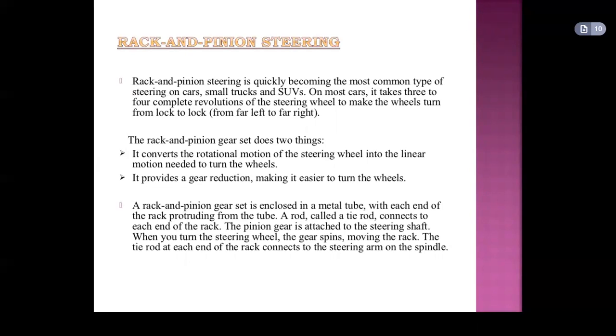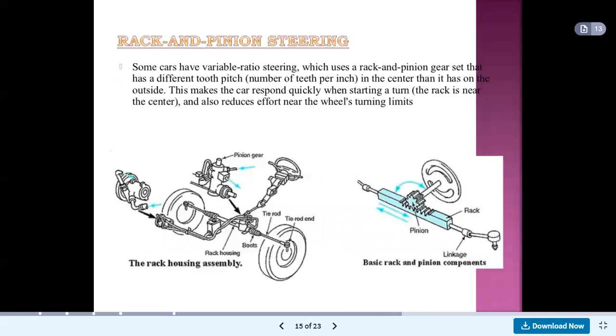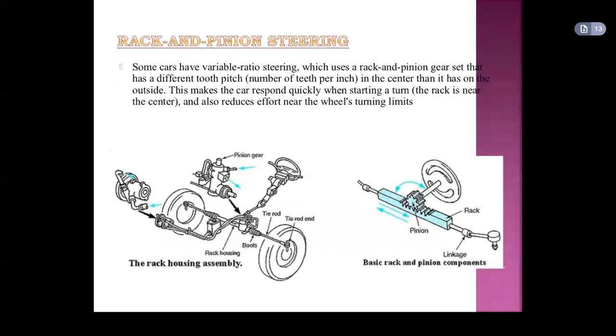A rack and pinion gear set is enclosed in a metal tube, with each end of the rack protruding from the tube. A rod called a tie rod connects to each end of the rack. The pinion gear is attached to the steering shaft. When you turn the steering wheel, the gear spins, moving the rack. The tie rod at each end of the rack connects to the steering arm on the spindle. So this is the rack and pinion steering.